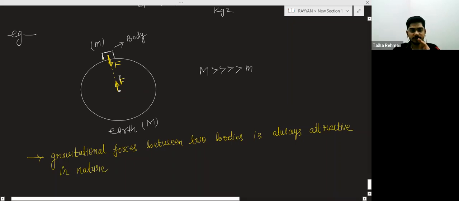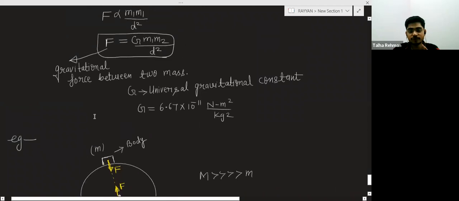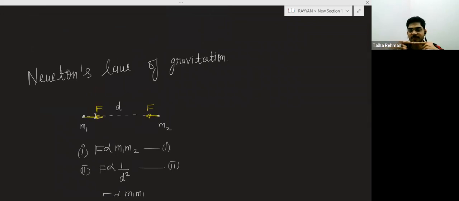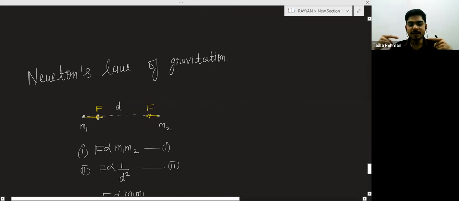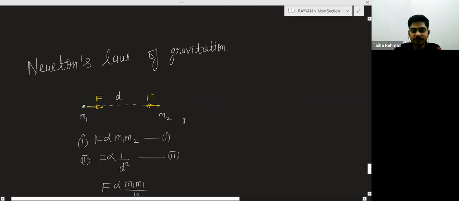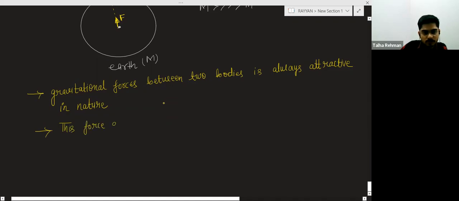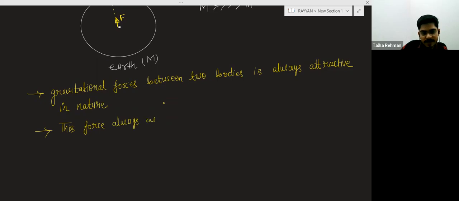And Rayyan, see here. This force of gravitation always acts along the line joining the masses. So this force always acts along the line joining between the masses.